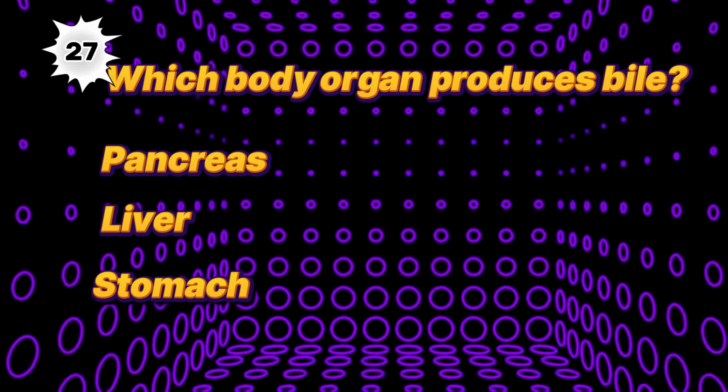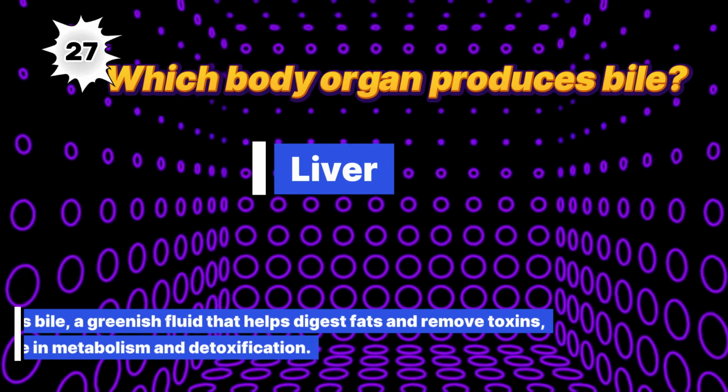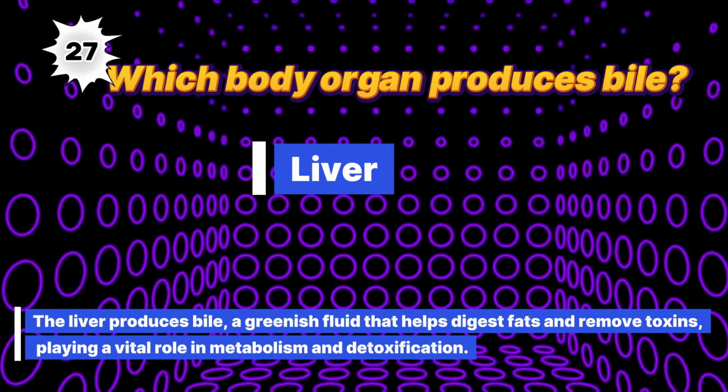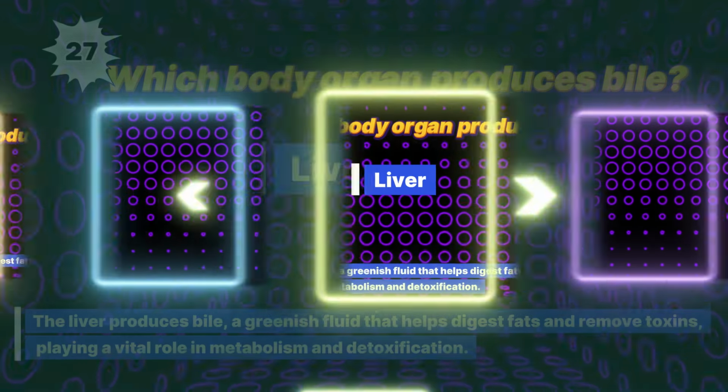The correct organ is the liver. The liver produces bile, a greenish fluid that helps digest fats and remove toxins, playing a vital role in metabolism and detoxification.